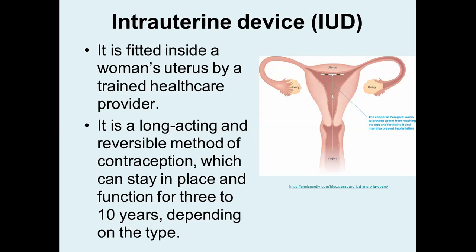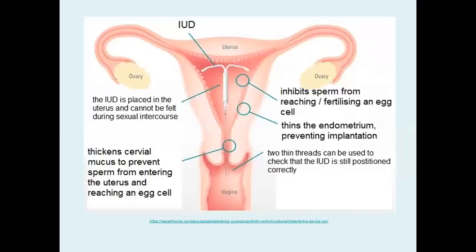It can stay in place, and it functions for between 3 to 10 years, depending on the type. So it stays in the woman's uterus for that entire period of time, preventing pregnancy for that period of time. Okay, so there's certain things that you need to know about the IUD. So it is placed in the uterus. It can't be felt during sexual intercourse.